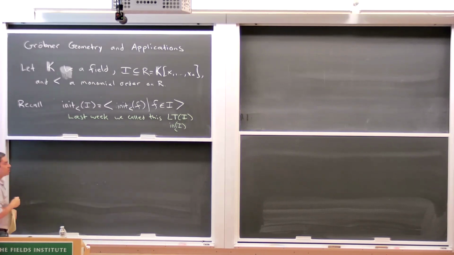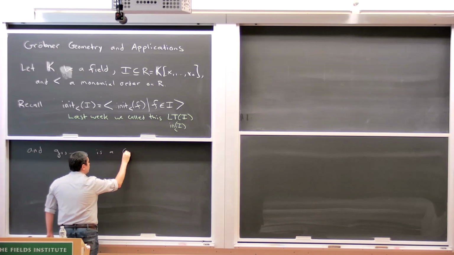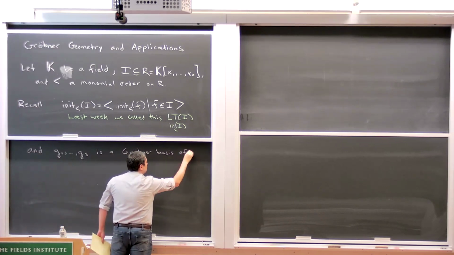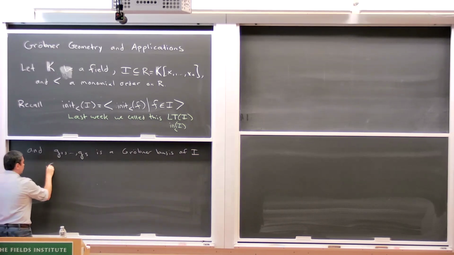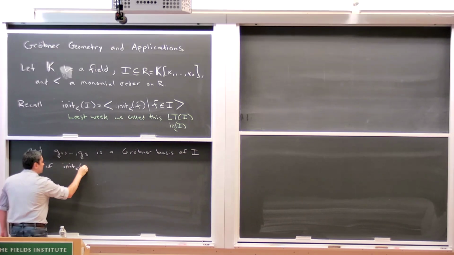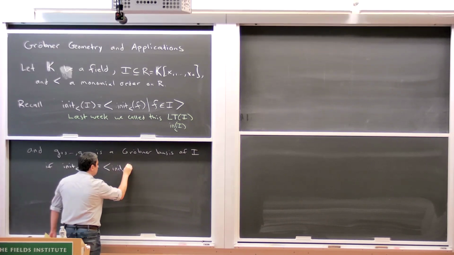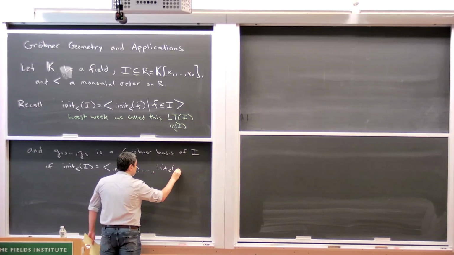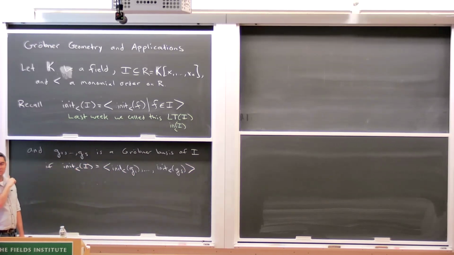Okay, and Gröbner bases, right? So what's a Gröbner basis? So G1 up to GS is a Gröbner basis of I with respect to the monomial order if this is just generated by the initial terms of the GIs. Is my writing too small for the people in the back? Okay.